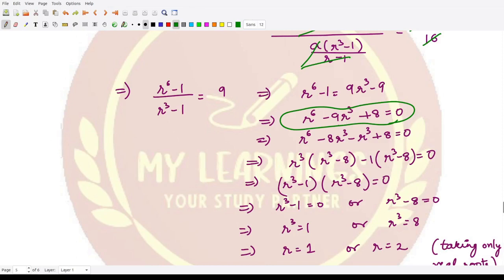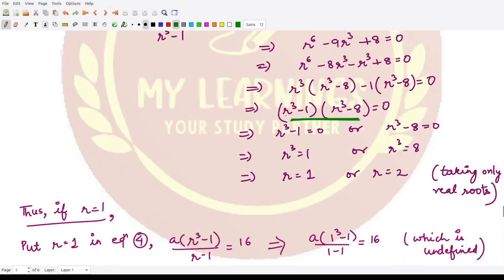So you see we can factorize minus 9 as minus 8 and minus 1, right? So that you can take r cube as common in the first two terms and minus 1 from the second two terms. From here we have two factors as r cube minus 1 and r cube minus 8. Now either r cube minus 1 is equal to 0, from here you have the value of r is equal to 1, or you have r cube minus 8 as equal to 0. From here you have the value of r is equal to 2, right? We are only taking the real roots because the two other roots of these equations would be complex roots and we are not taking them, right? Now let's take one by one each of the following cases.